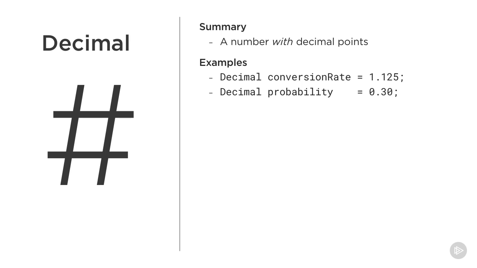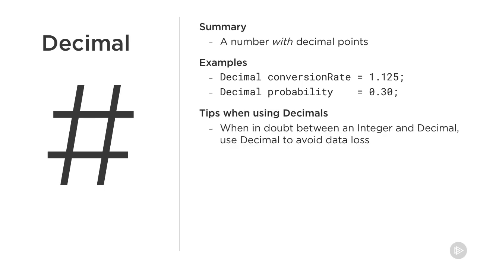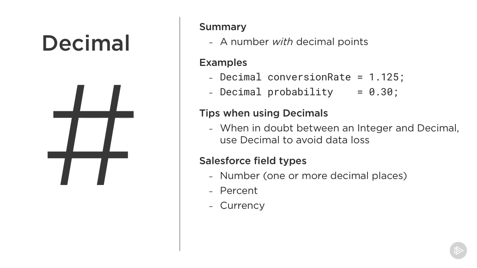Salesforce will automatically scale the proper number of decimal places to give you a super accurate number without any data loss. You can also store integers in a decimal variable. And because of that, if you're in doubt between choosing from an integer and a decimal, play it safe and go decimal to prevent potential data loss. All of these field types match up well with decimals. And one secret method of the decimal data type is the round method, which rounds your decimal up or down to the nearest integer.